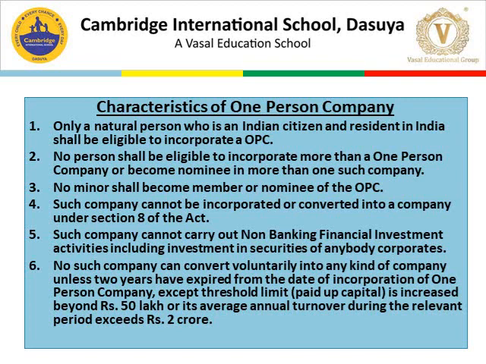Or its average annual turnover. Turnover means sales. If the average annual sales during the relevant period exceed 2 crore, then only the one person company is eligible to convert into another type of company. So these are the characteristics of one person companies.